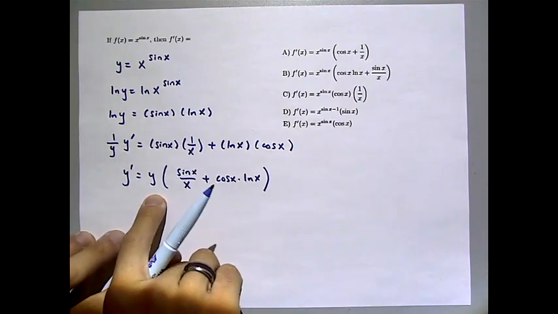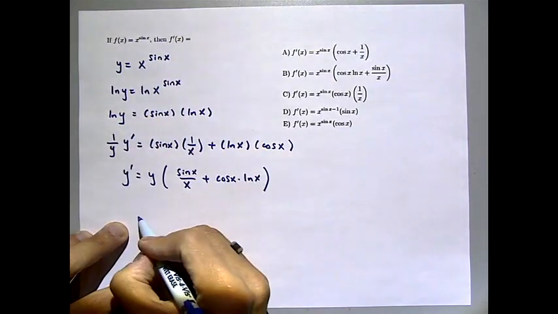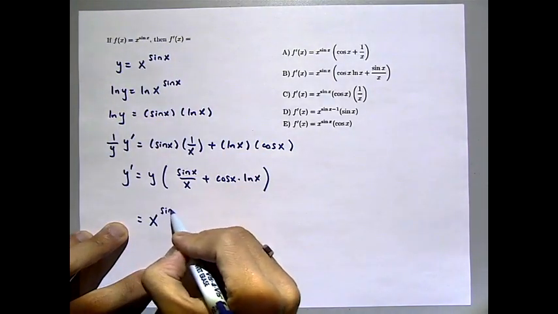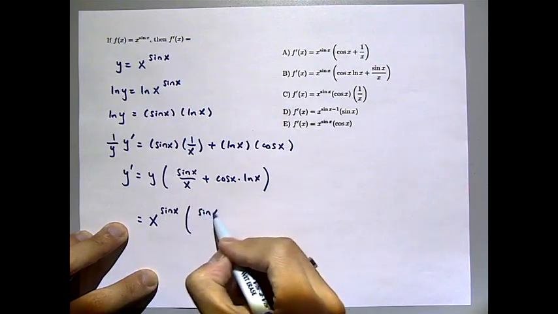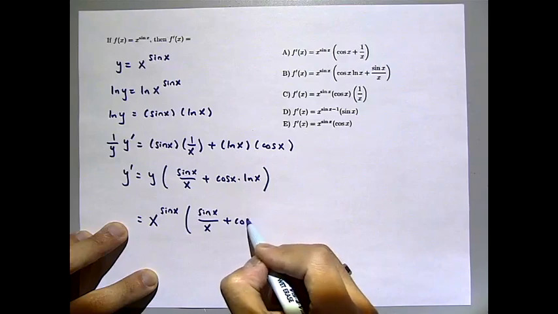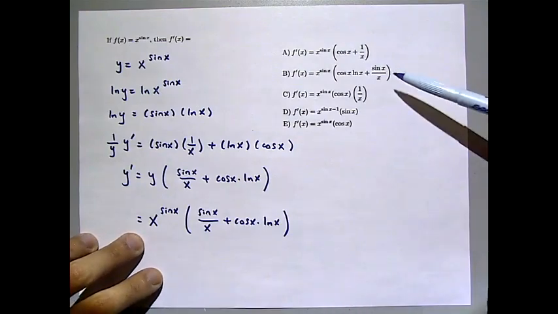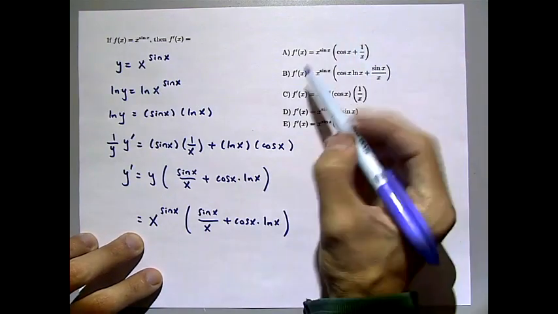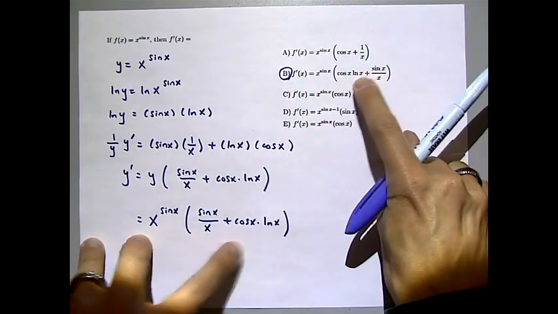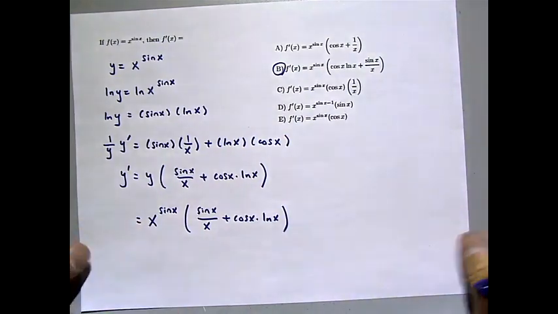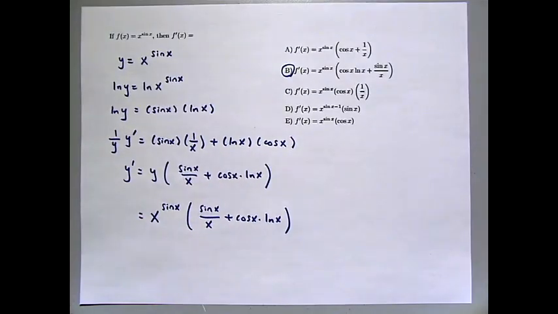Finally, we really know what y is equal to. Y is this thing, so we substitute it out. And there we go. Looks like B. Okay, questions on this one? Good? Good.